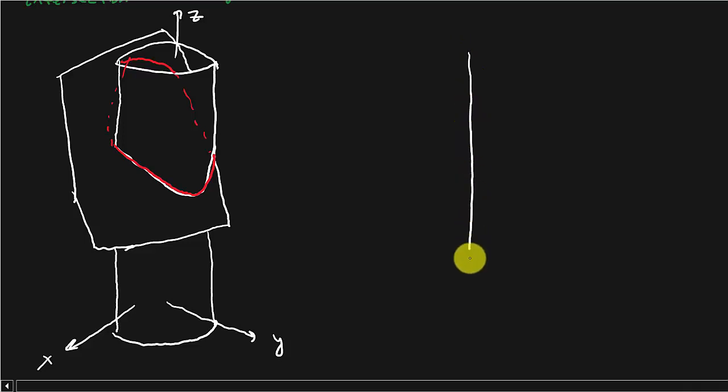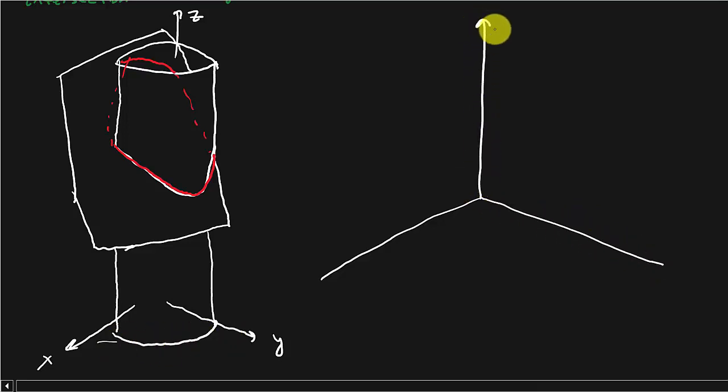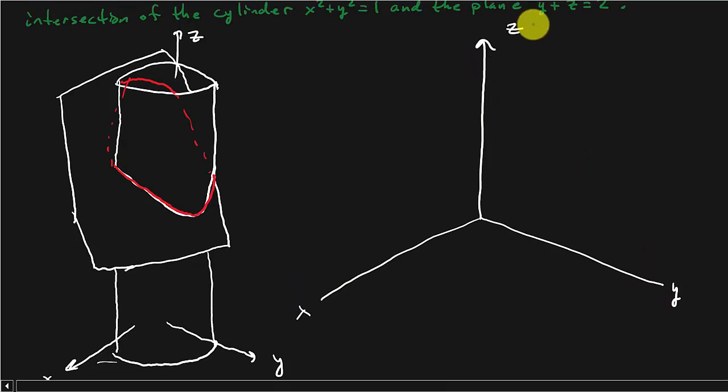And so if I come over here and look at it, let's make it look like this x, y, and z axis here. So you've got x, y, and you've got z. And so it's kind of like this right here.